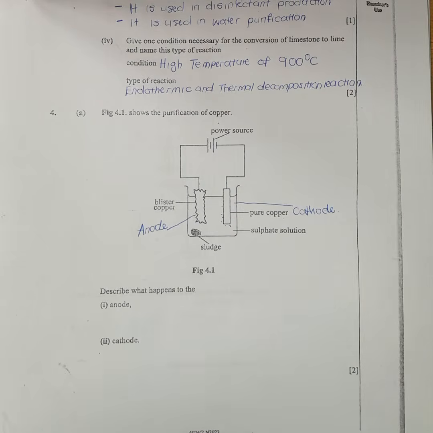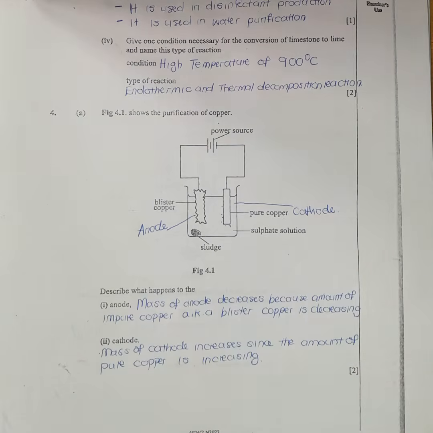So electrons, they are going to move from anode to cathode. This is going to result in mass of anode decreasing because amount of impure copper is decreasing. And also the mass of cathode is going to increase since the amount of pure copper is increasing. In summary, the mass of anode decreases because amount of impure copper, also known as blister copper, is decreasing, and then the mass of cathode is increasing since the amount of pure copper is increasing.